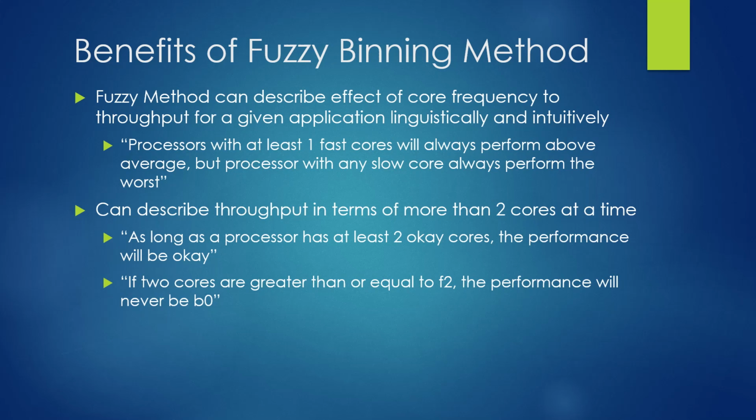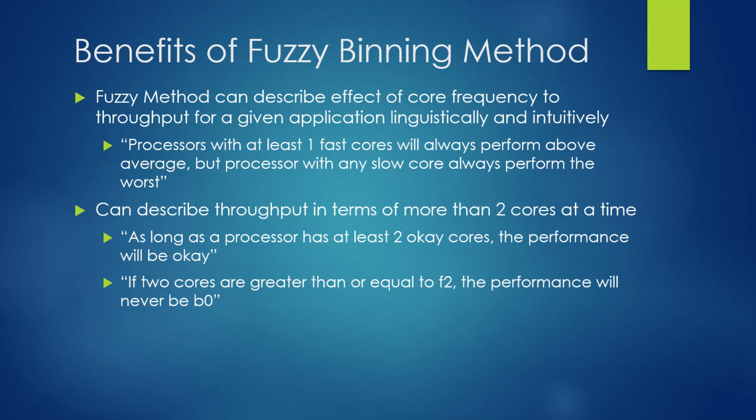So where sum is limited just in adding up all the numbers, we can say things that we know about a given application. Like, for example, if it were the case that processors with at least one fast core will always perform above average, but processors with any slow core always perform the worst. If we know that about a certain application, then we can use this to build our fuzzy rules and better describe how the single cores of a processor will affect the throughput of a device.